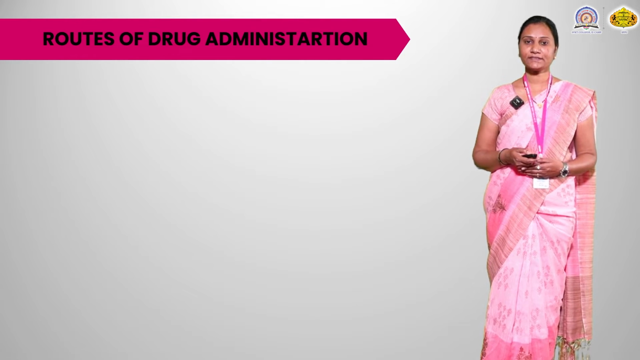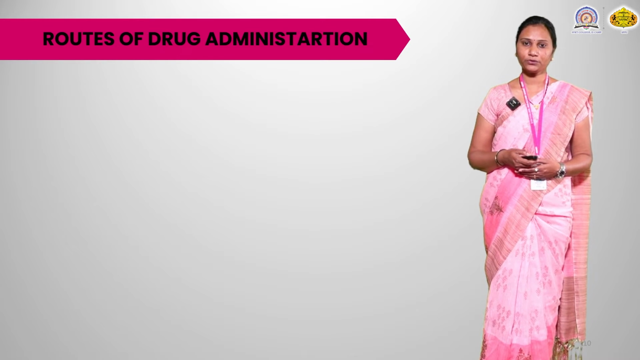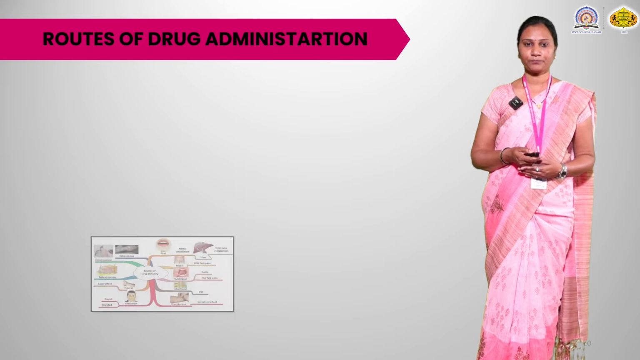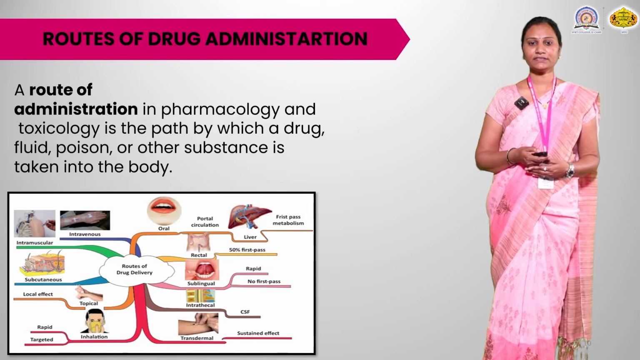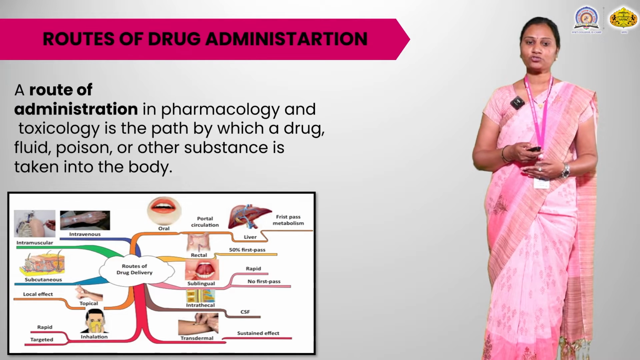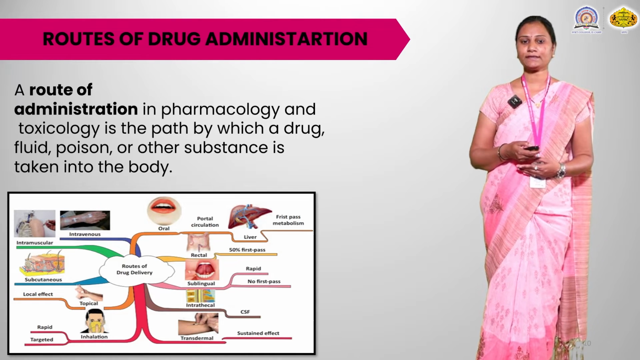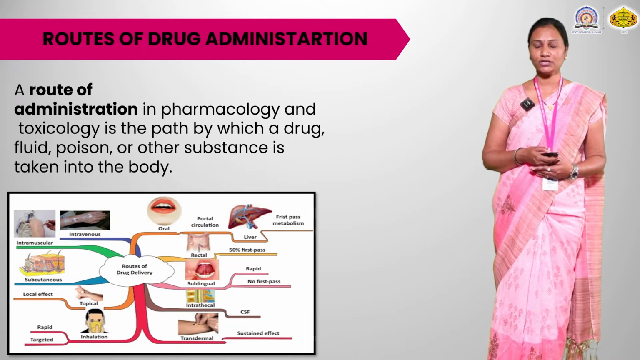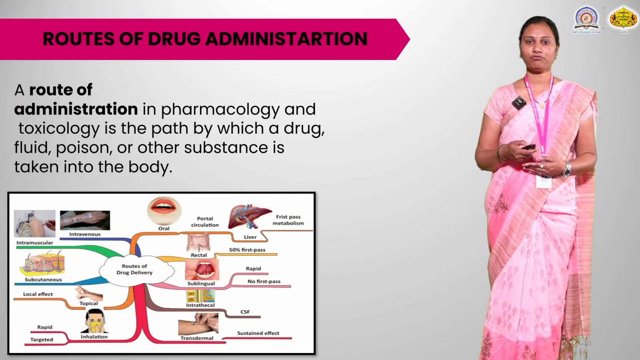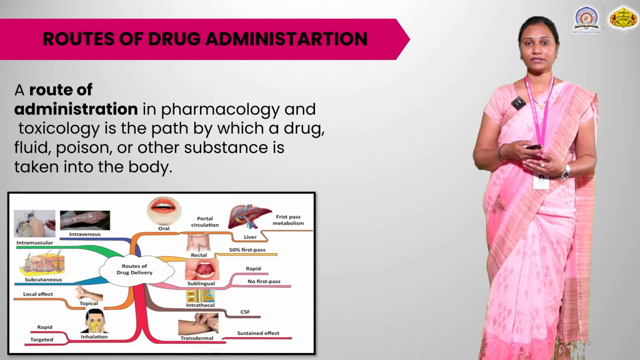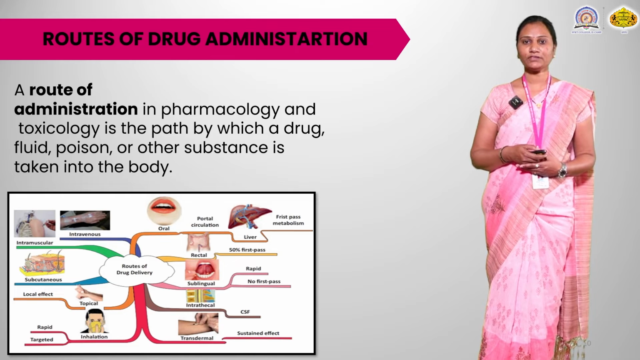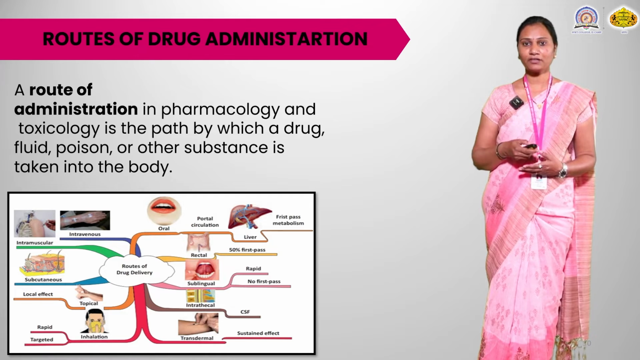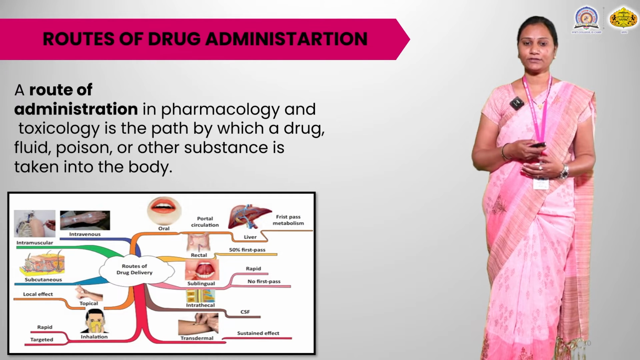Then moving on, next is the routes of drug administration. We are going to see the various routes by which a drug can be administered. Before that, we will see the definition of drug administration. So, what is drug administration? The route of drug administration, in pharmacology and toxicology, is the path by which a drug, fluid, poison or anything enters inside the body. In simple words, a route of drug administration is the path from where your drug is going to enter inside the body.